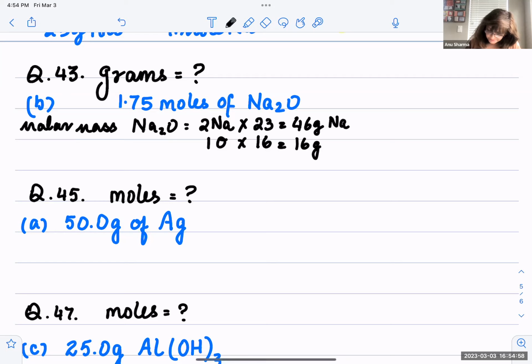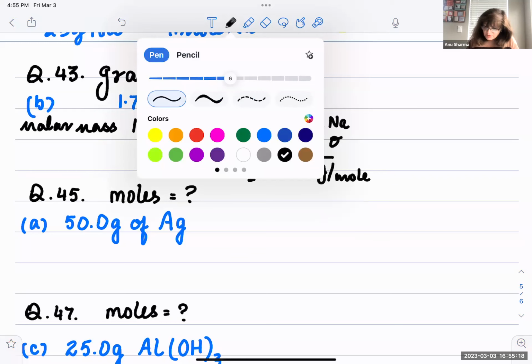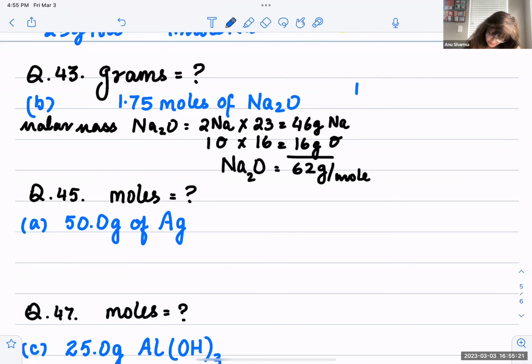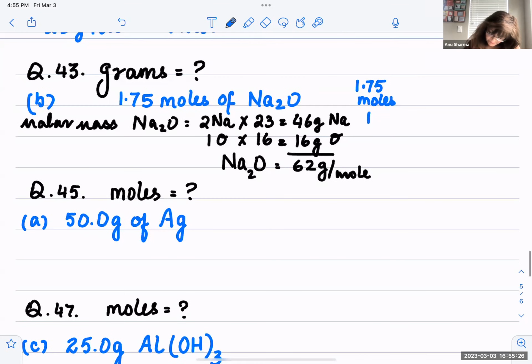So add the 2 together, 46 plus 16, and you are going to get 62. So this is 62 grams per mole, and that is Na2O. Okay, so we have now how many grams? 1.75 moles of Na2O. Okay, times, because we need to find the grams, so 62 grams of Na2O will be on the top.